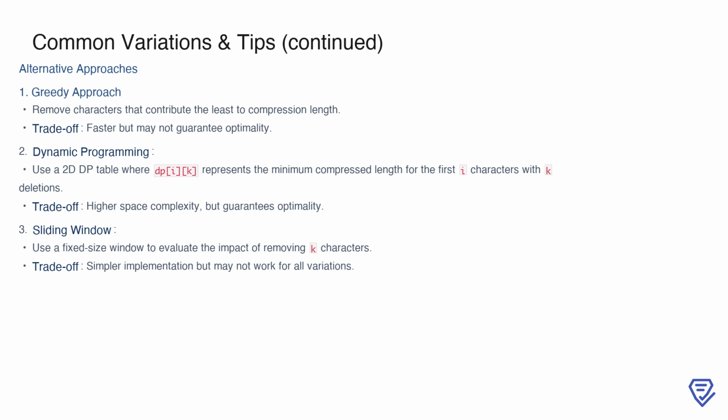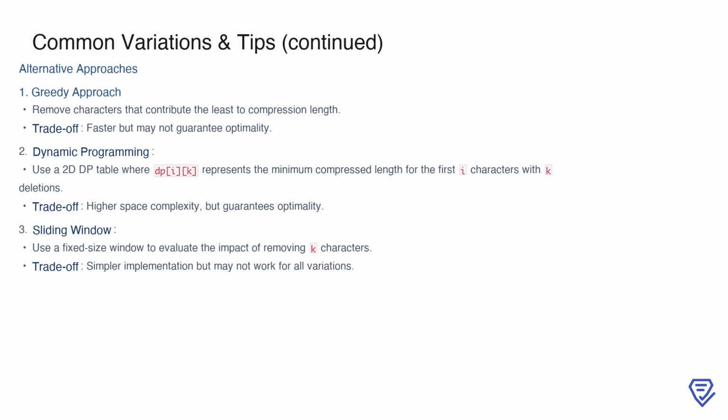This involves removing the characters that contribute the least to the compression length. While this method is faster and easier to implement, it doesn't always guarantee the optimal solution. Dynamic programming, on the other hand, is a more rigorous approach. By using a 2D DP table, where each entry represents the minimum compressed length for a specific range of characters and number of deletions, you can ensure optimality. However, this comes at the cost of higher space complexity.